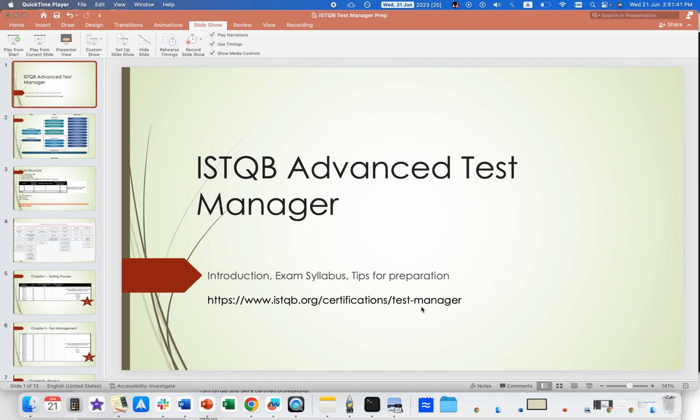Then you will see all the information about the content, syllabus, sample questions, the rules, exam structure, and the successful ways to become ISTQB test manager certified. Without any further ado, let's get started.